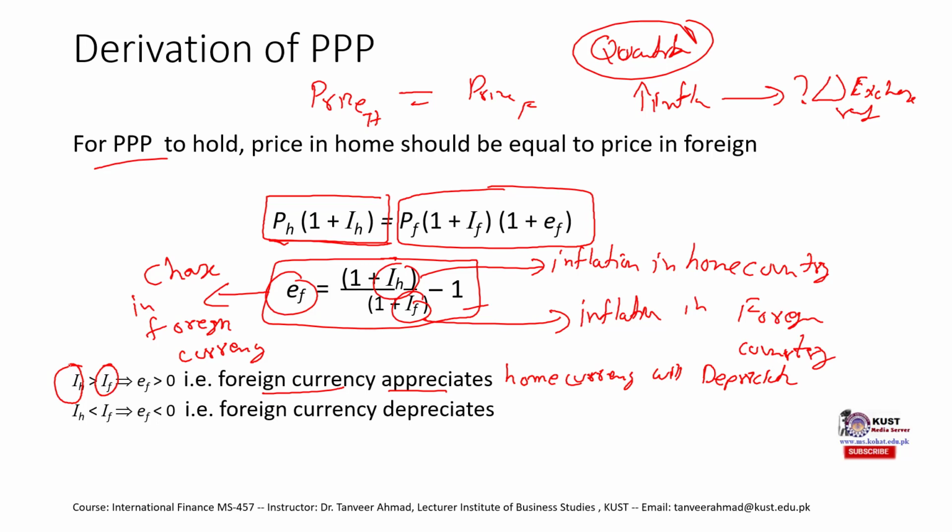Remember, the idea is simple. The country whose inflation is higher, its currency will depreciate. So if home country's inflation is higher than foreign country's inflation, then the home currency will depreciate and the foreign currency will appreciate. And if the opposite is the situation, if home country's inflation is lesser than foreign country's inflation, then remember, the country whose inflation is higher, its currency would depreciate. So in this case, foreign country's inflation is higher, so its currency will depreciate, and home country's inflation is low, so home currency will appreciate.